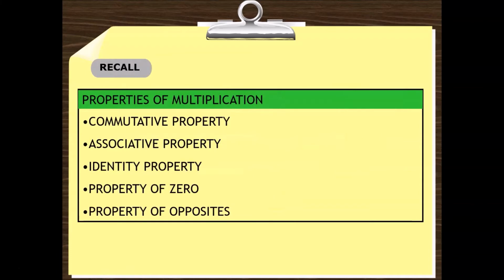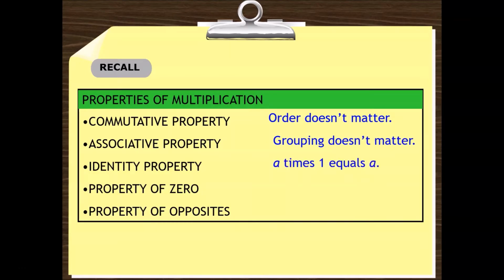Also remember the different properties that apply to multiplication. If you can still remember, these are the properties that we already discussed in the previous lessons. For the commutative property, order doesn't matter. For the associative property, grouping doesn't matter. For the identity property, A times 1 is always equal to A. Property of 0, A times 0 equals 0. And for the property of opposites, A times negative 1 equals negative A.